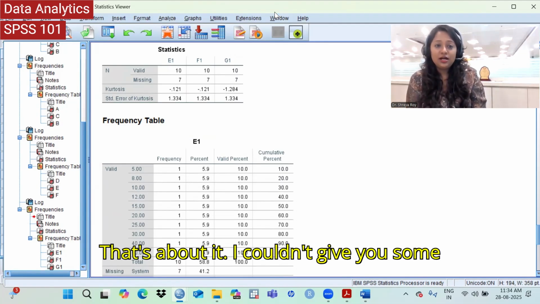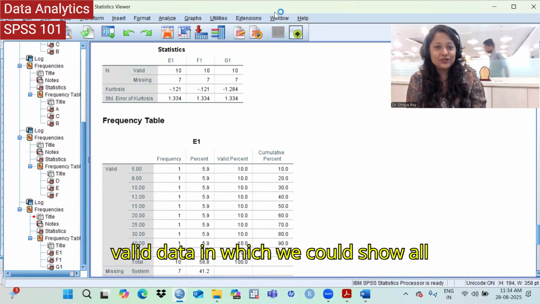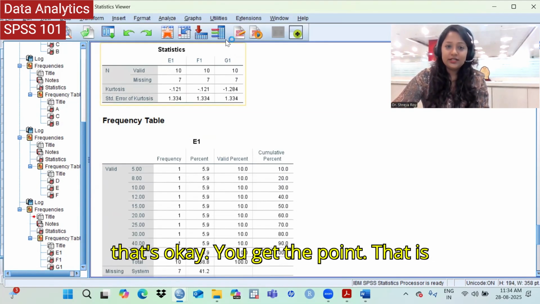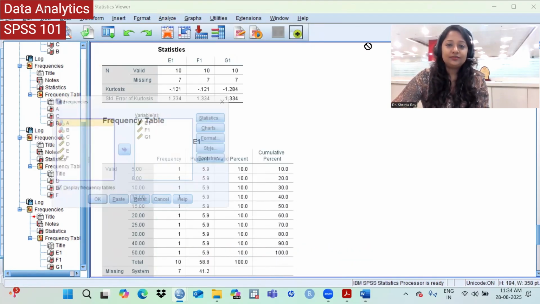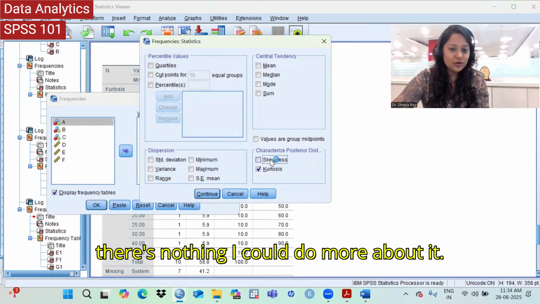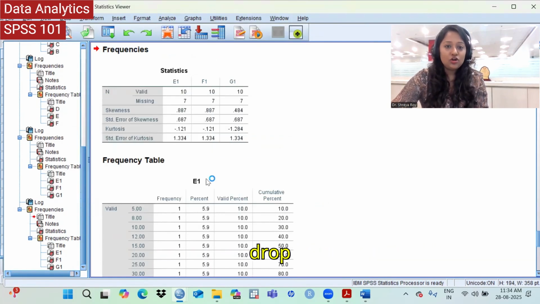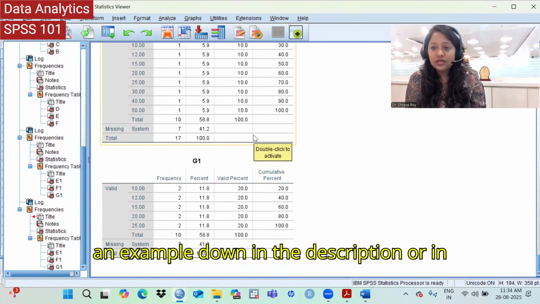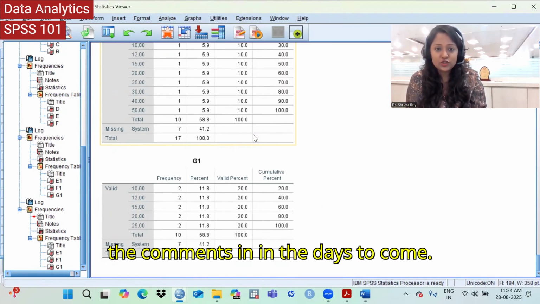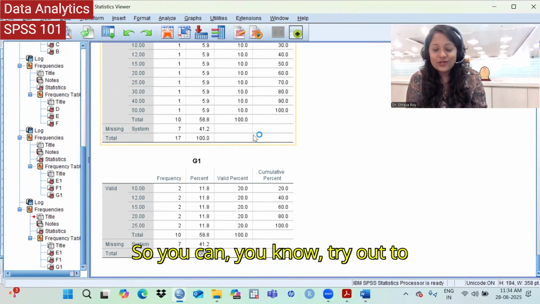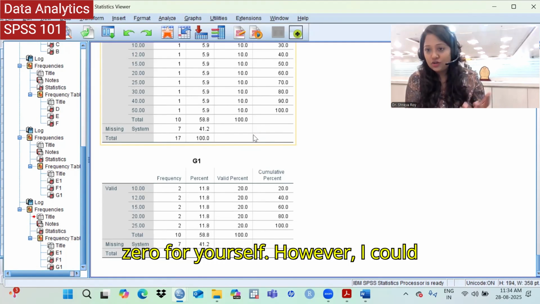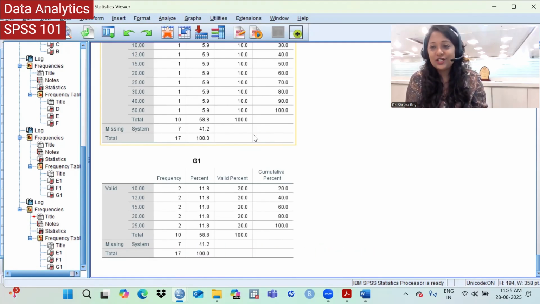Okay, that's about it. I couldn't give you some valid data in which we could show all the three types of kurtosis, but I think that's okay. You get the point. That is how it is calculated, and there's nothing I could do more about it. I have to create more data. Probably I'll drop an example down in the description or in the comments in the days to come, so you can try out to display the positive, negative, and the 0 for yourself. However, I could not get a data set which would display positive, negative, and 0 for you.